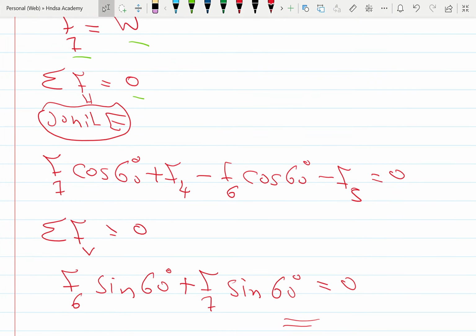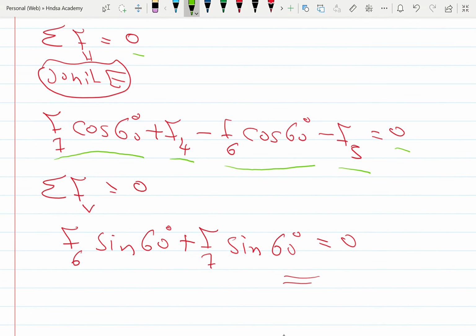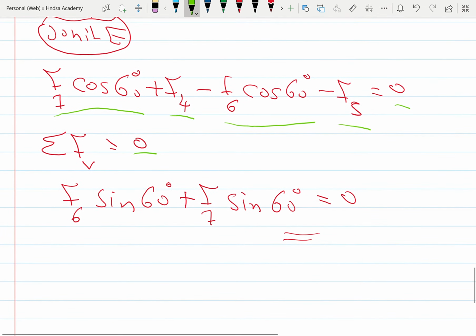So in joint E, force 7 cosine 60, which is the horizontal component of force 7, plus force 4, which is already on the horizontal axis, minus force 6 cosine 60, which is the horizontal component of member 6, minus force 5, the horizontal component of force 5 towards joint E, should be equal to 0. If we substitute all the values we have for this, then we did it right. We did it right. And then we go to the sum of forces vertically.